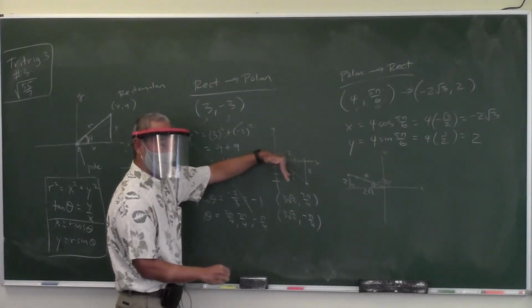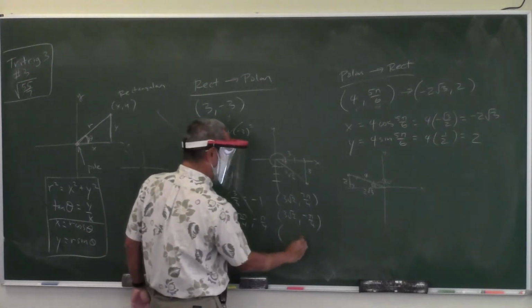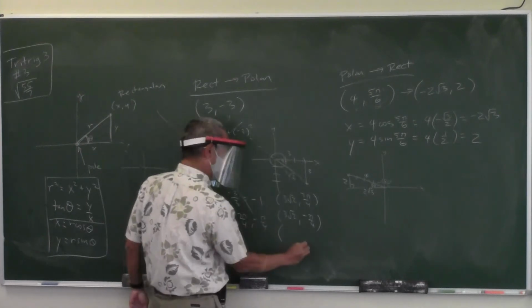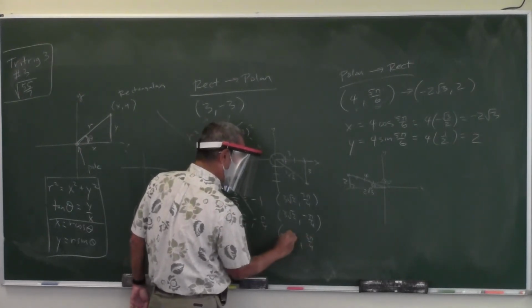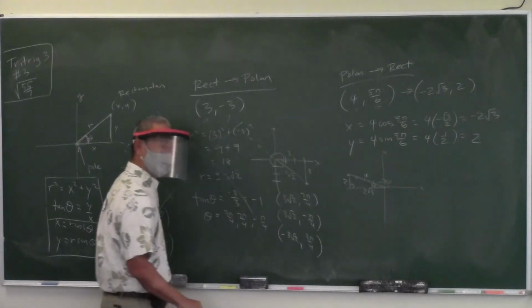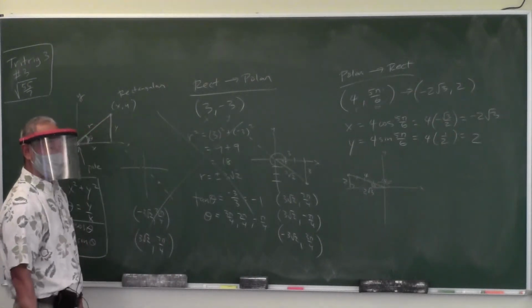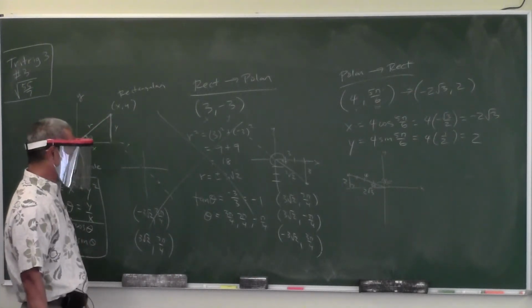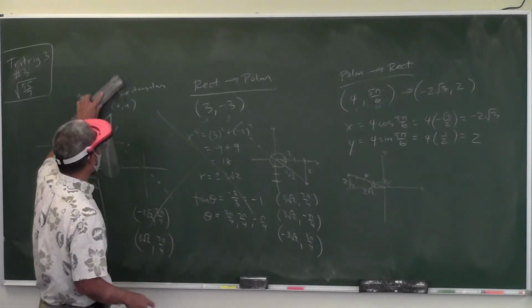Just go pi over 4 clockwise. Or if you wanted to, you could go, oh, I want to go on the opposite side, so 3 pi over 4, negative 3 root 2. Look, you don't have to do any of this work. Just draw the picture. Okay, so let's practice using this technique here.